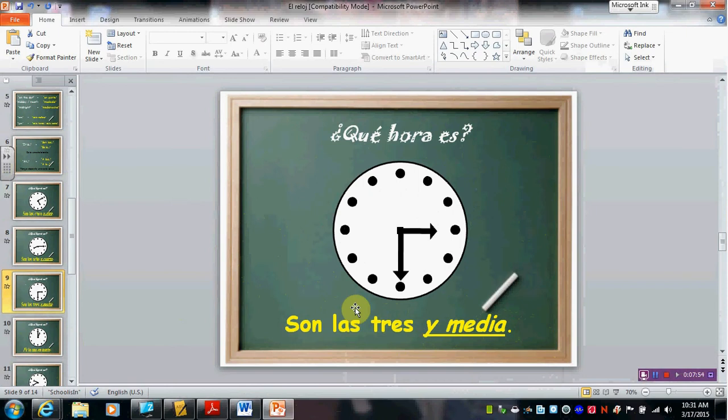This one is the other keyword, which means half. Son las 3:30 is telling me that it is 3:30, literally. So it is 3:30. Son las 3:30.